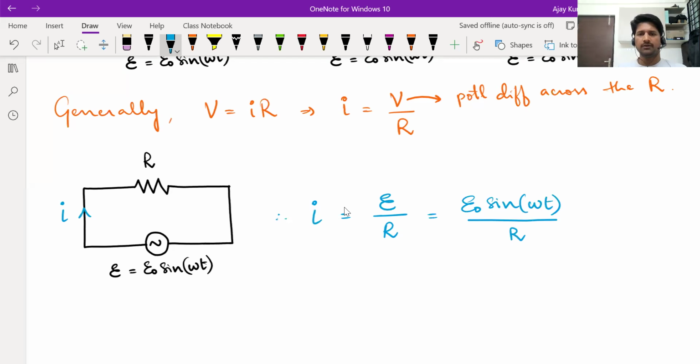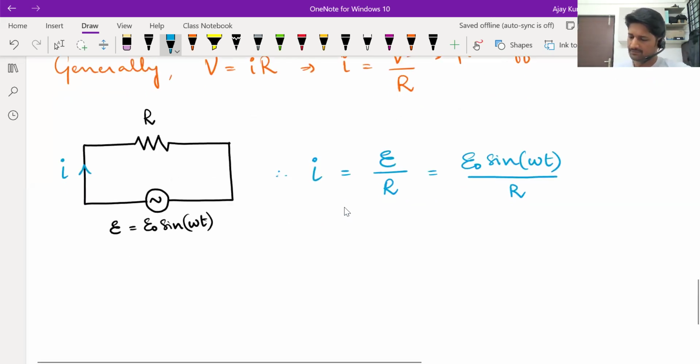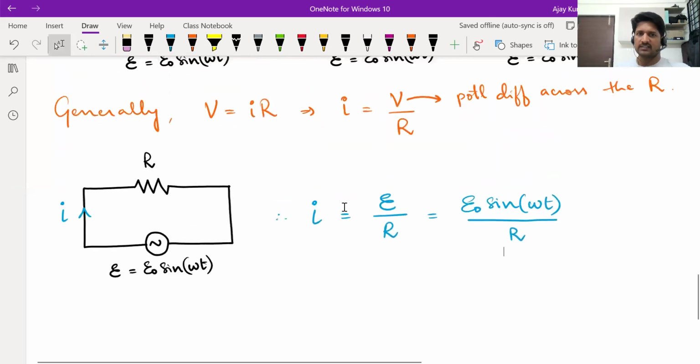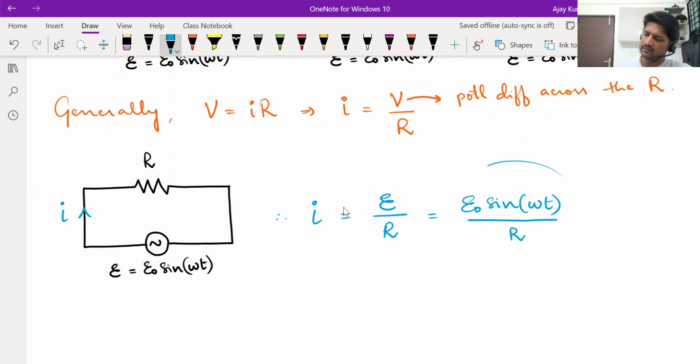Is this step clear to all of you? We are just writing Ohm's law, I is equal to V by R. The voltage we applied is the alternating voltage, that's all. So nothing special in this, nothing confusing in this. So when an alternating voltage is applied across a resistor, you get an alternating current like this.